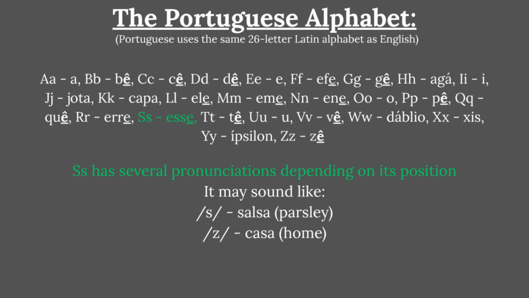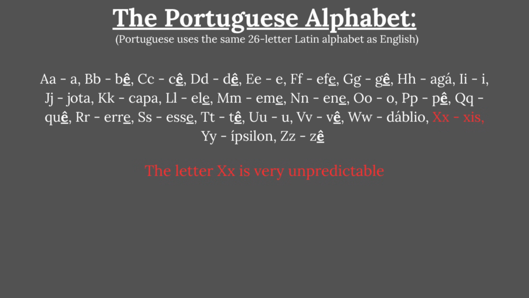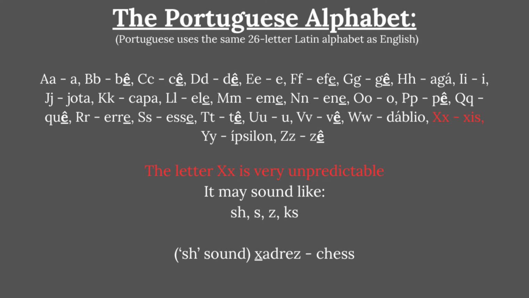Another unpredictable letter is X, which can sound like sh, s, z, or ks. An example is xadrez, meaning chess. So once again, it's a letter that you'll often learn word by word.